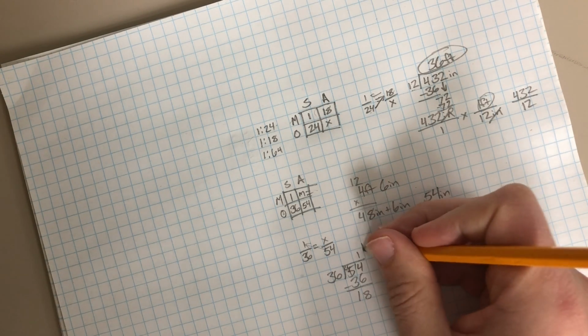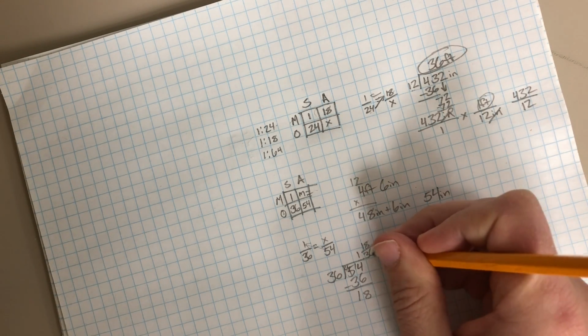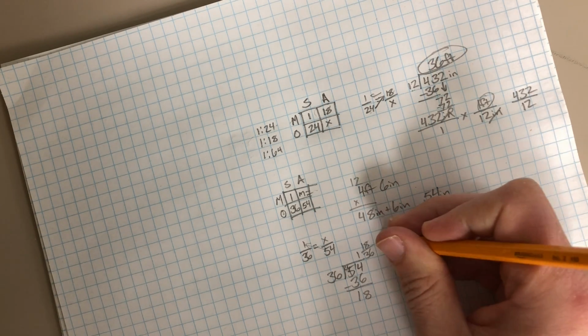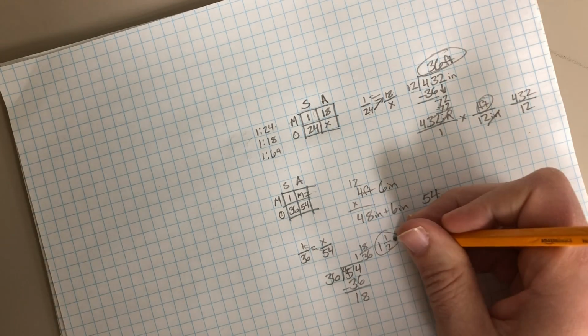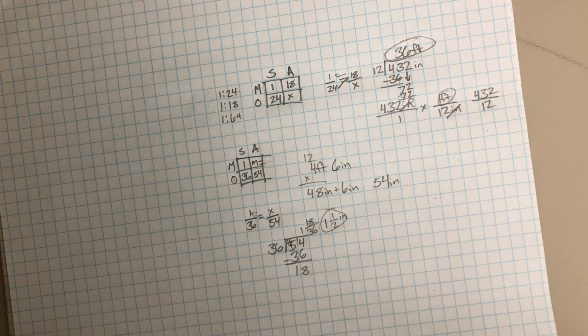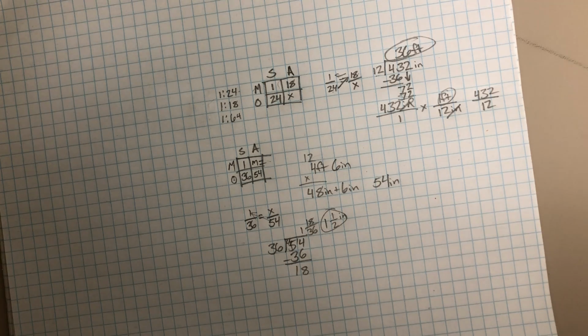And then I can put that 18 over the 36. 36 reduces down to 1/2. So it would be 1 1/2 inches for the model. Okay, so it's all about cross multiplying and dividing. That's the same thing you see in example 3.